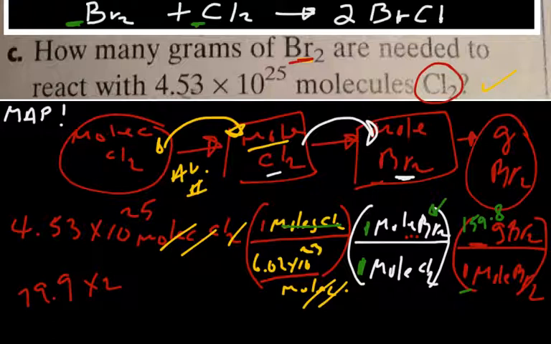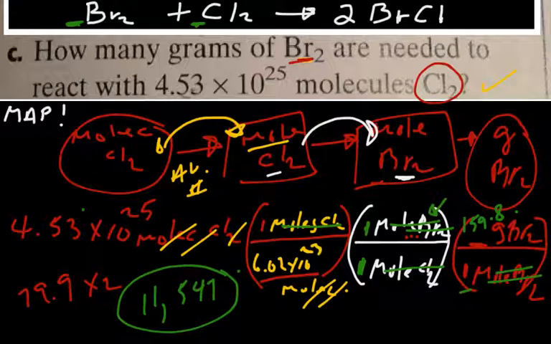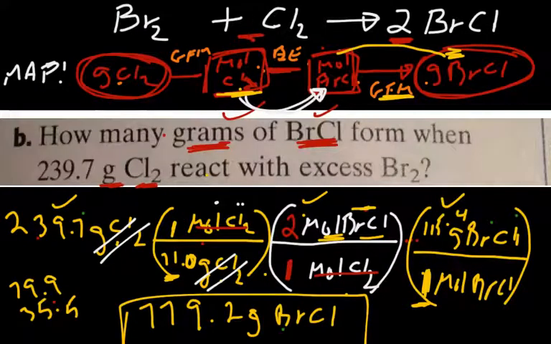Now let's cancel all these units. That will cancel, that will cancel, that will cancel, that will cancel. Okay, you do your calculations. You multiply 4.53 times 10 to 25. Then you multiply by 159.8. You divide by Avogadro's number right there. Just put in your calculators carefully. Remember to use the EE or EXP button to make your life simple. And your final answer, okay, should be approximately 11,547. Put your units in grams of Br2, and you're done.